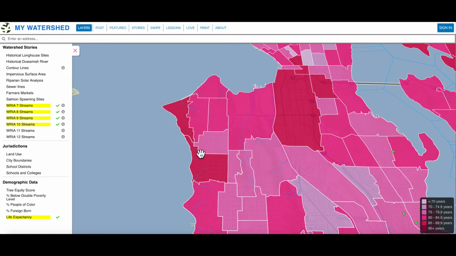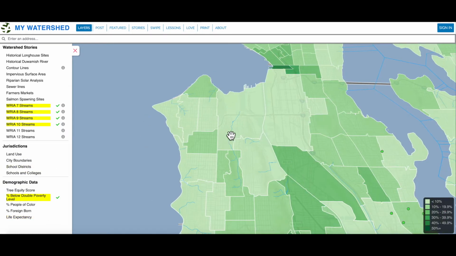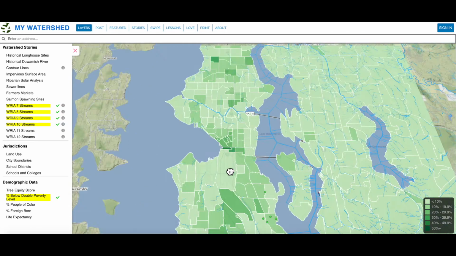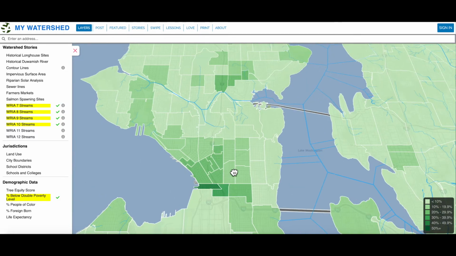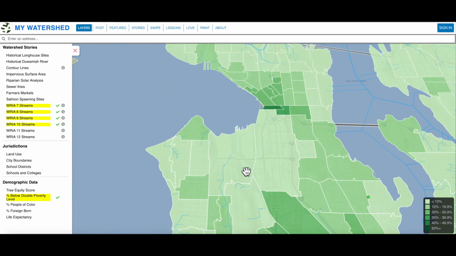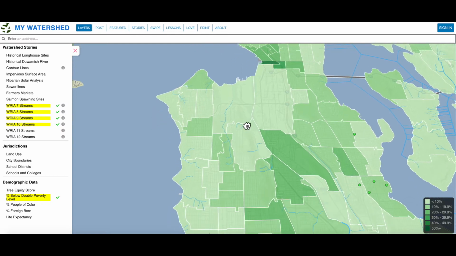I'm wondering if poverty could be a big factor. So I'm going to turn on this poverty marker, and it looks like, yeah, in this area, less than 10% of the people are below the double poverty level. And then if we go up to the university district, it's quite a bit different. And it seems like poverty, in that sense, is playing a huge impact in how long people are expected to live.